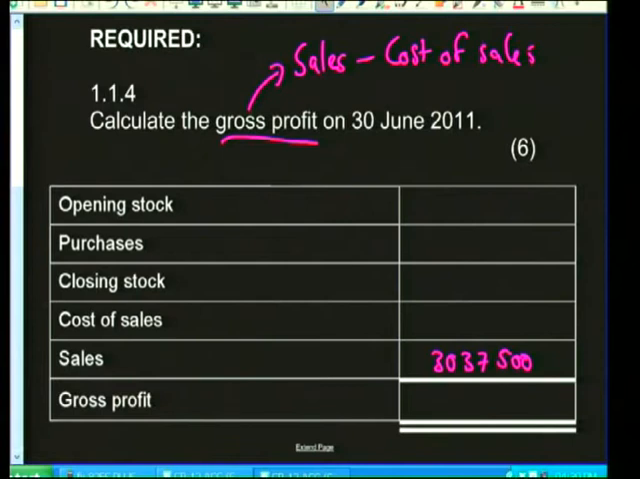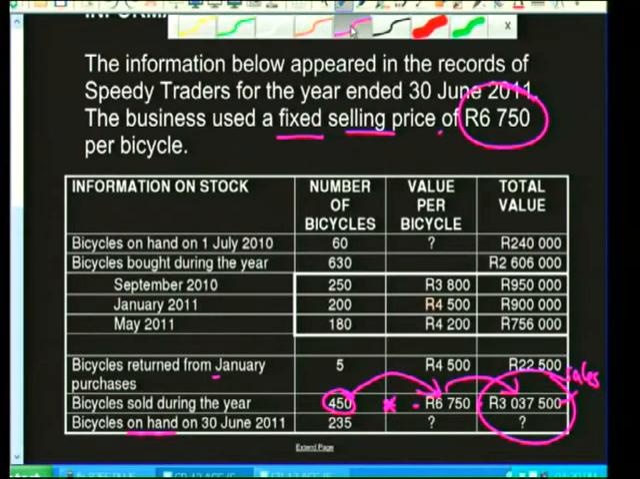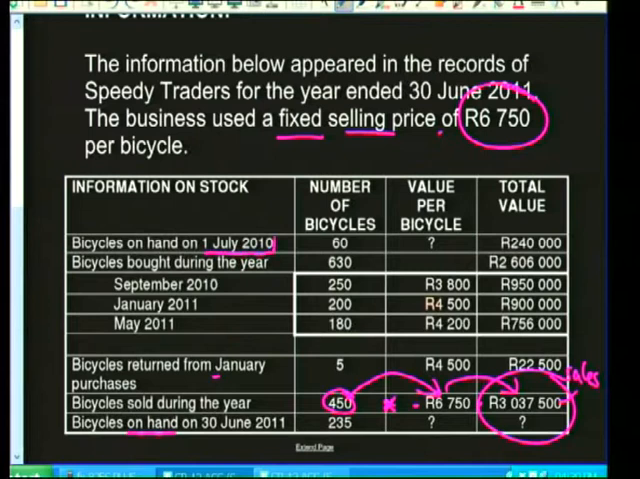Okay, let's have a look at the other information that we've been given. We're going to need opening stock, purchases, closing stock, and we're going to use those to calculate cost of sales. Here is where it's important to look at the information and see what you've been given. Can you see that we've been given bicycles on hand on the 1st of July 2010? You remember I said to you originally that that was my opening stock. That is what I started with.